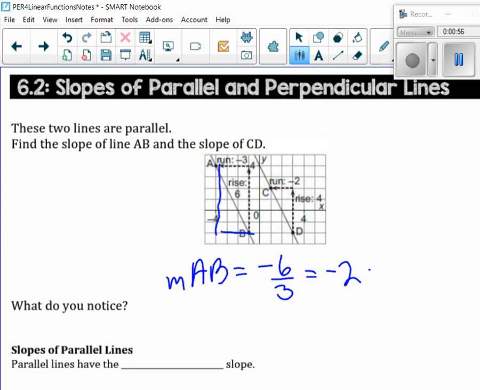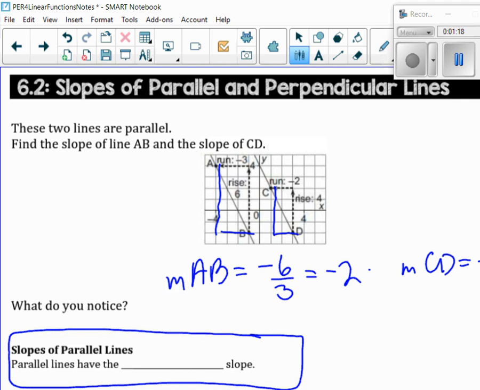Okay, so now we are going to measure the slope from C to D. Does everybody see I'm going down 1, 2, 3, 4 over 1, 2? Yes? So the slope of CD is down 4 over 2. What does that reduce to? -2. So what do you notice? They are the same, and that's something you need to know: parallel lines have the same slope. Got to remember that.